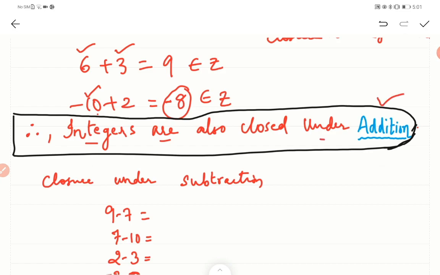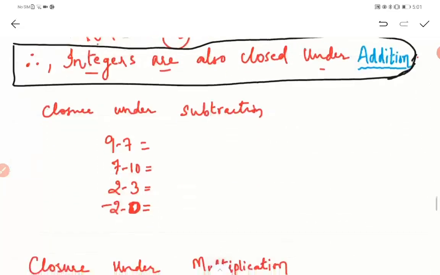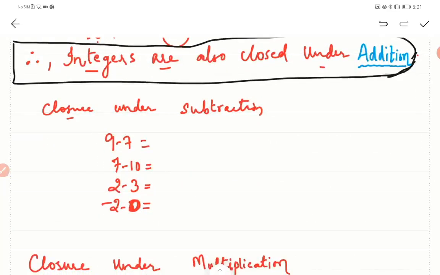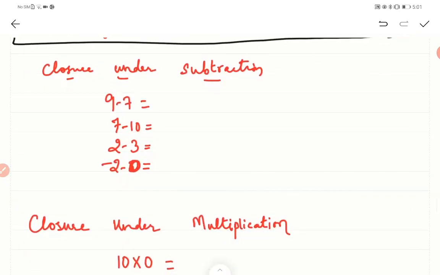In the previous year you had seen whole numbers are closed under addition, integers are also closed under addition. So closure property is true for addition. Let's see under subtraction, whether integers are closed under subtraction or not.